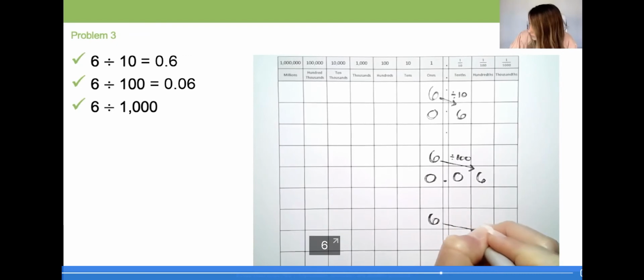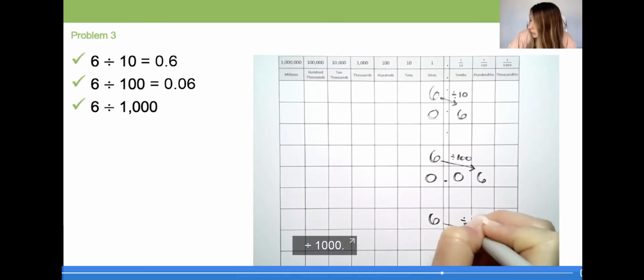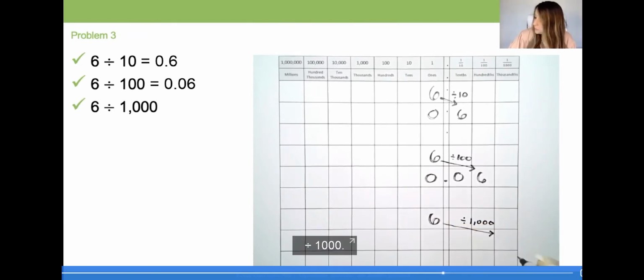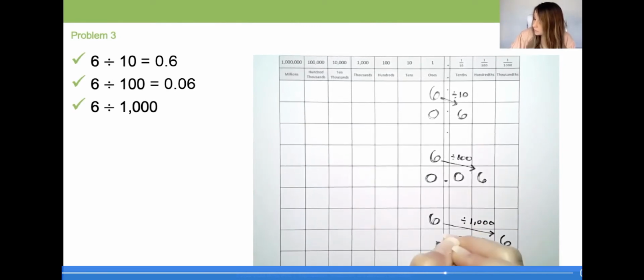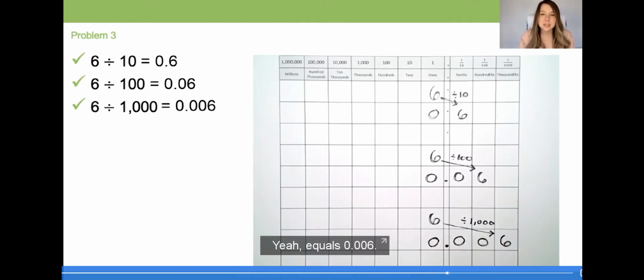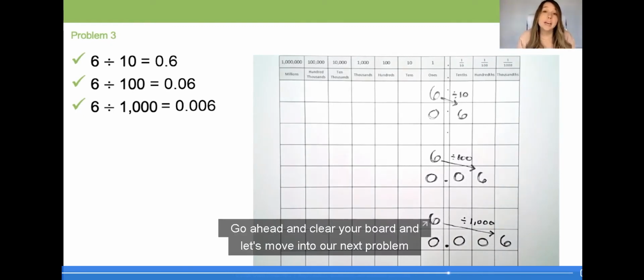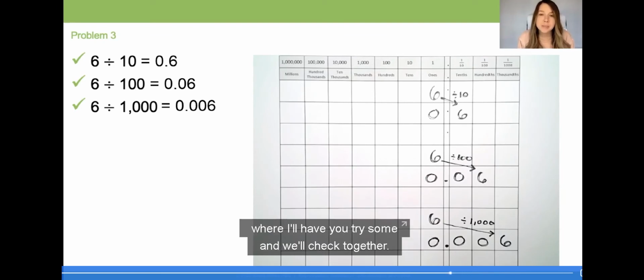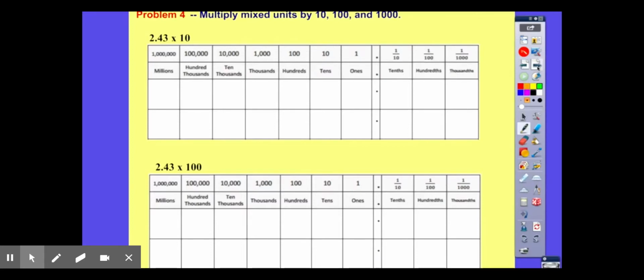6 divided by 1,000 equals 6/1,000. Go ahead and clear your board, and let's move into our next problem, where I'll have you try some and we'll check together. All right, your turn.